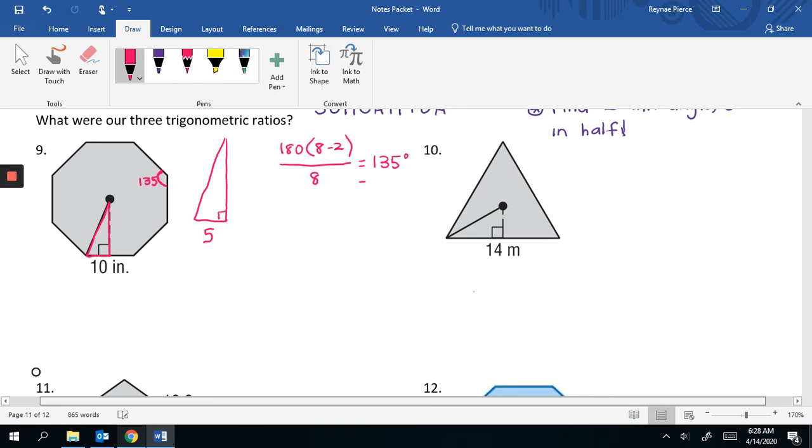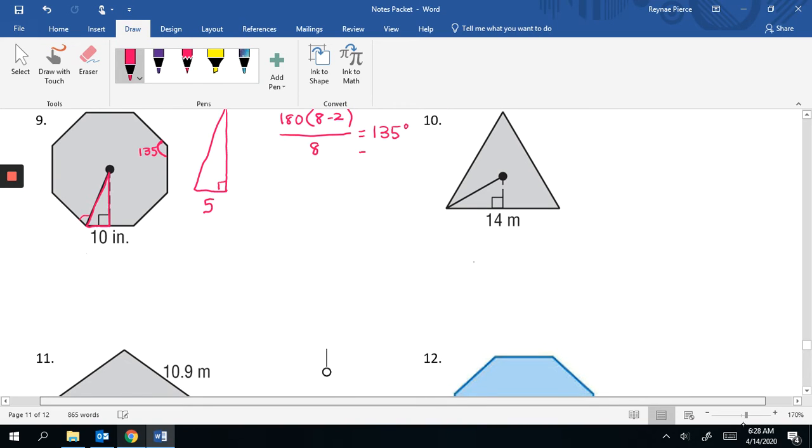Now, why do we cut it in half? This radius cuts that interior angle in half. So when we do 135 divided by 2, that gets me this angle right there. So we've got the measure of one of our angles and one of our sides.